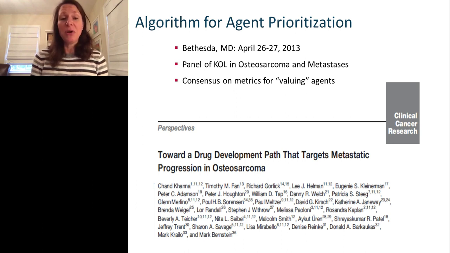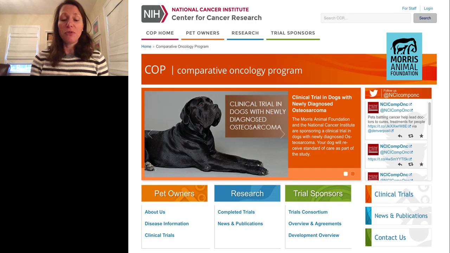And to that end, actually, this paper published in Clinical Cancer Research in 2014 reflects an algorithm for agent prioritization and how this group of key opinion leaders came to consensus on metrics for valuing agents through a variety of different data types. And this paper talks about how data that's collected in tumor-bearing osteosarcoma patients can be included in an evaluation scheme that helps the pediatric side understand and rank agents that could be considered for further study. So the Comparative Oncology program has taken this on as an initiative that we spend a significant amount of time and resources towards conducting these trials and making sure that they are implemented with the guidance of our comparative oncology colleagues within both the veterinary and pediatric oncology communities.